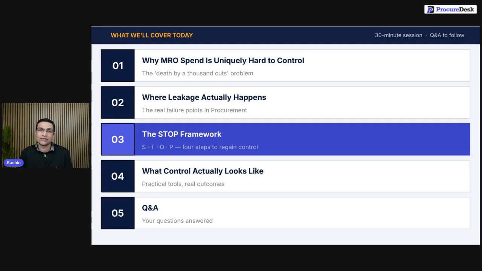Now, again, this is not just theory. What I'm going to walk you through is actionable steps that you can take today without implementing any new process, new system, and so on. So we'll walk you through very actionable steps in the framework. And finally, we'll talk about what the control actually looks like. If you follow through these steps or the framework, what exactly would it look like? And then we'll follow up with the Q&A.